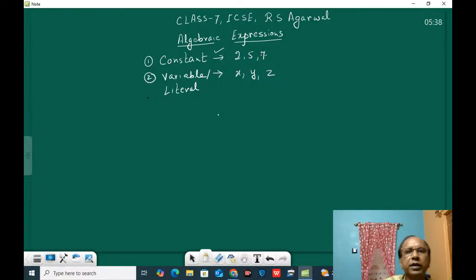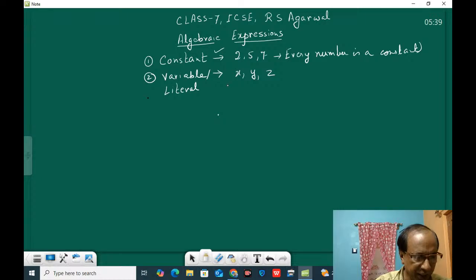In fact, every number is a constant. What is a variable? A symbol which takes on various numerical values is called a variable.